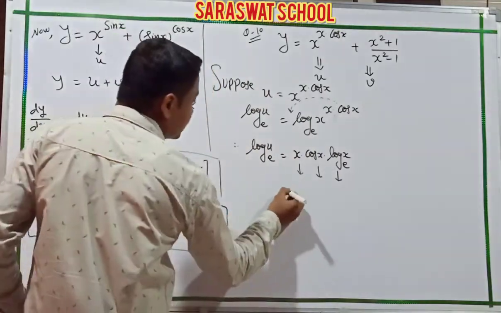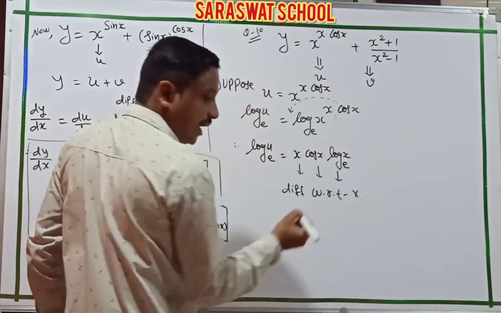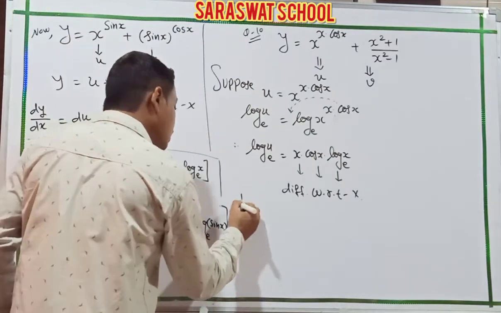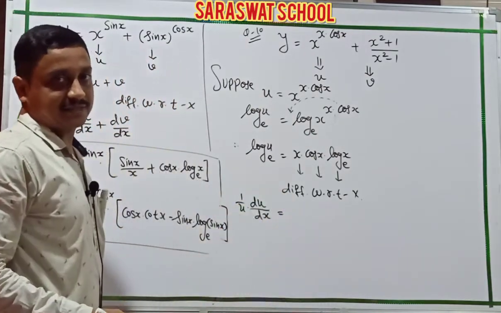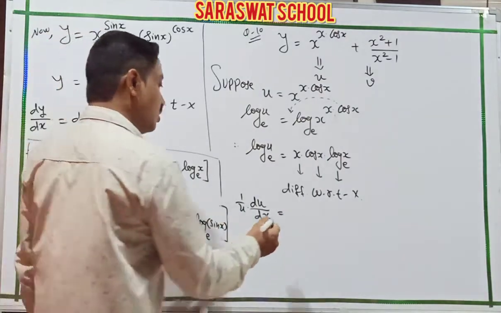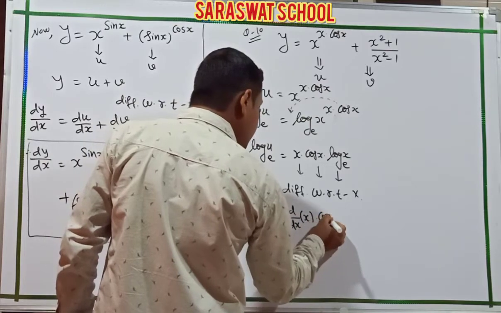So differentiation with respect to x. So what is the log u derivative? 1 by u, derivative du by dx. And here start our product rule. First derivative d dx of x, other same as it is.